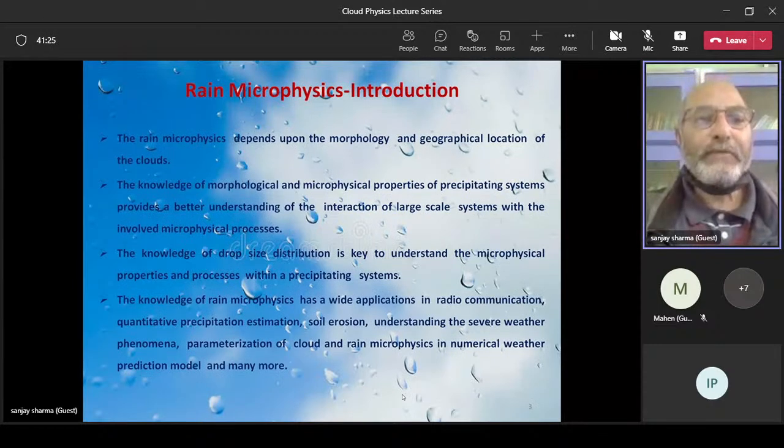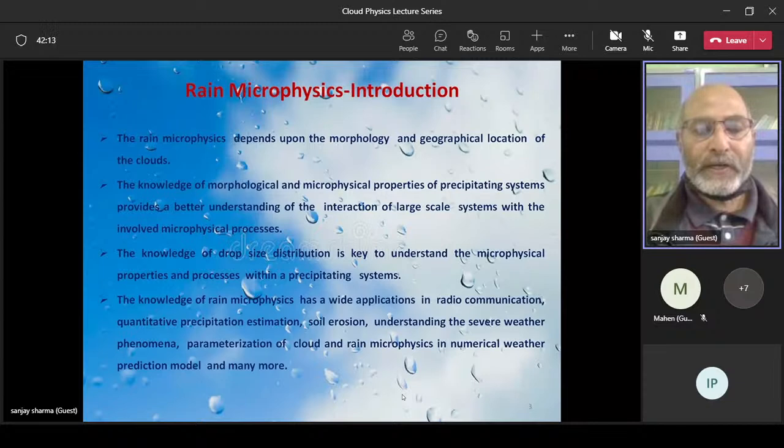Rain microphysics depends upon the morphology and geographical location of the clouds. The knowledge of morphological and microphysical properties of precipitating systems provides a better understanding of the interaction of large-scale systems with the involved microphysical processes. The knowledge of drop size distribution is key to understanding the microphysical properties and processes within precipitating systems. The knowledge of rain microphysics has wide applications, such as in radio communication, quantitative precipitation estimation, soil erosion, understanding severe weather phenomena, parameterization of cloud and rain microphysics in numerical weather prediction models, and many more.